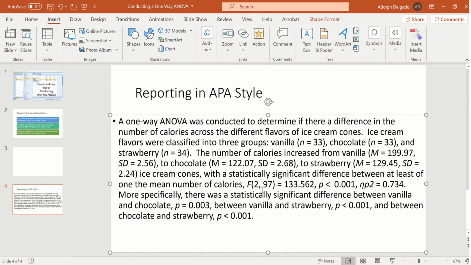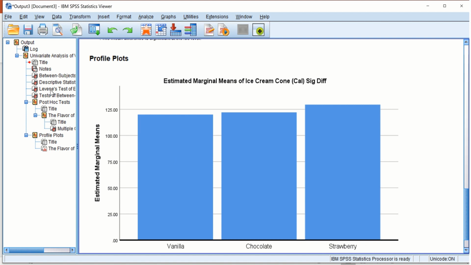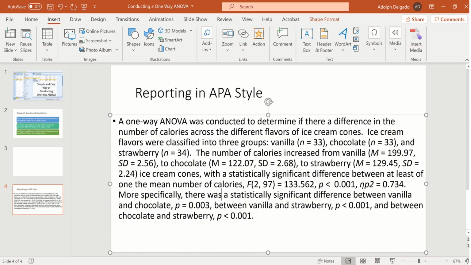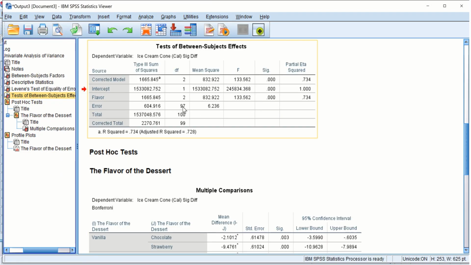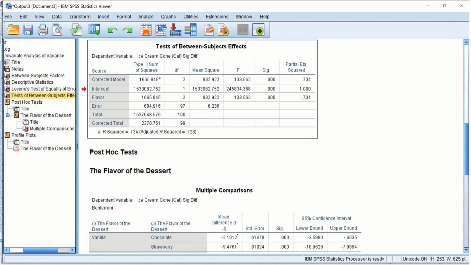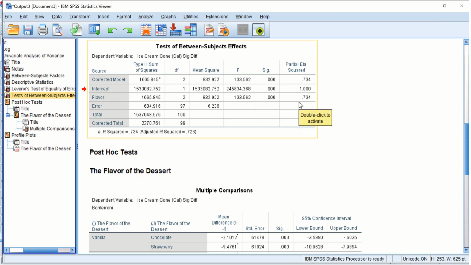So to get these values, you can get them from here, from this box where your degrees of freedom, 2 and 97, are right there. And your F statistic is right there. Your p-value is right there. And your partial eta square value is right there.